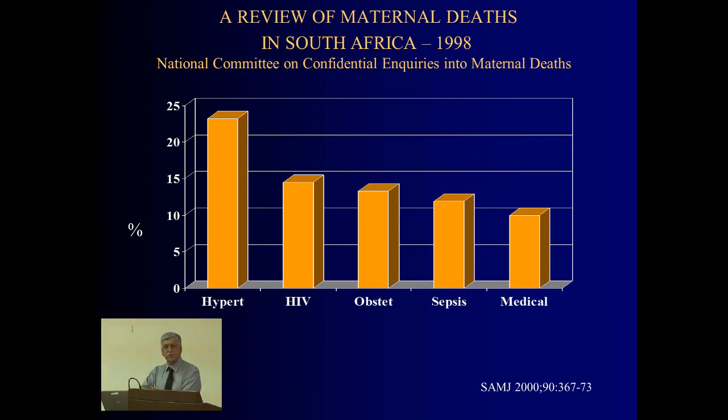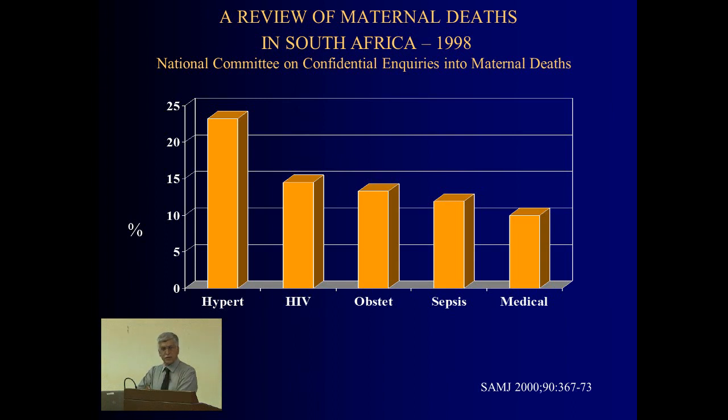And in response to that, the then Minister of Health in 1987 did two things. Firstly, he made maternal deaths a notifiable disease. And secondly, he appointed a National Committee on Confidential Inquiries into Maternal Deaths that was tasked with looking at this problem of high maternal mortality.